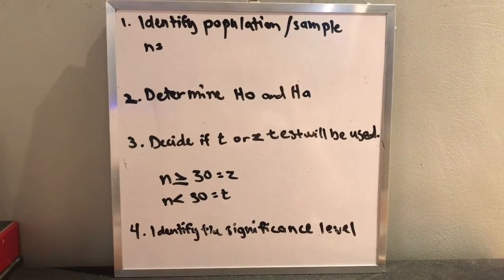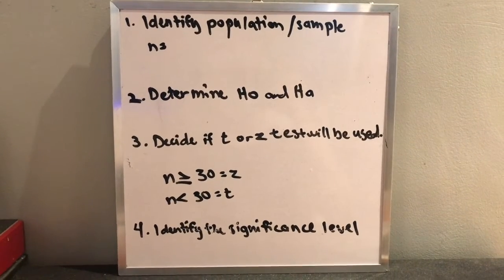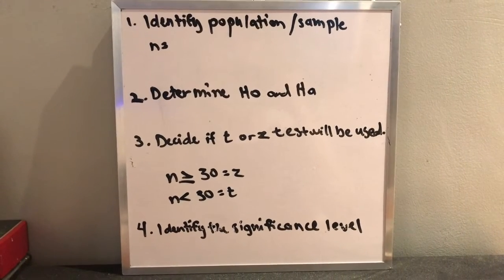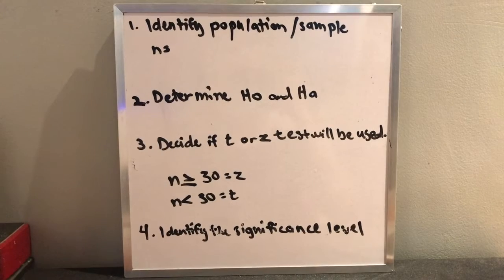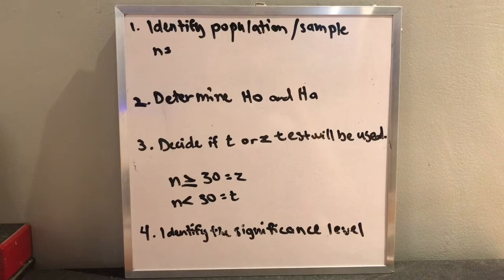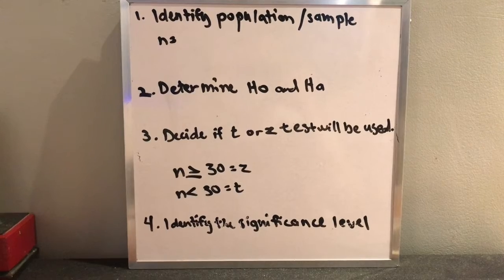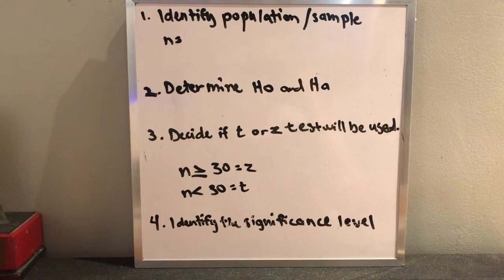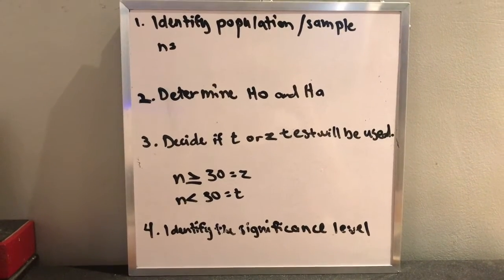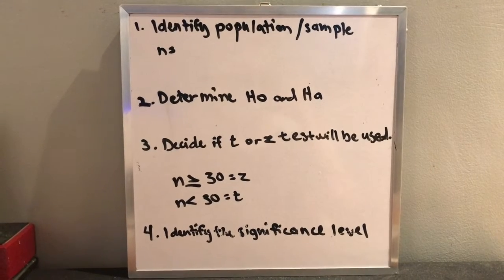Number 2. Determine H0 and HA. So since H0 or the null hypothesis always states that there is no difference, M1 is equal to M2, therefore we will write there is no significant difference with the average drug and the new drug. For the HA or alternative hypothesis, we will write there is a significant difference with the average drug and the new drug, since there is no claim which of the drugs are better.